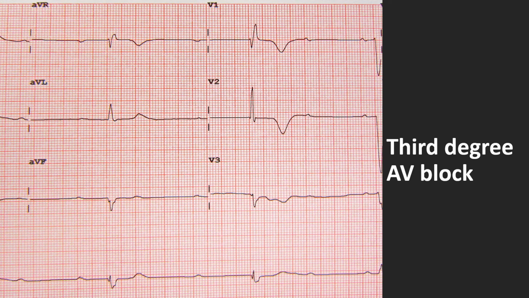There are many causes of complete heart block, the most common being ischemic heart disease. The other significant causes include idiopathic fibrosis of the conduction system, cardiomyopathies, post-cardiac surgery or valve replacement, medications, and electrolyte imbalance.